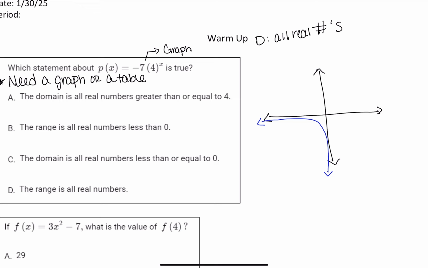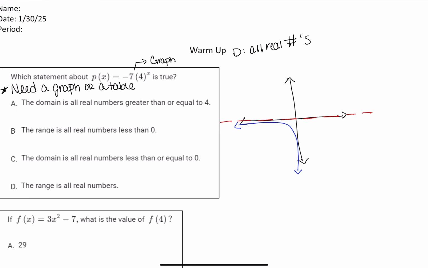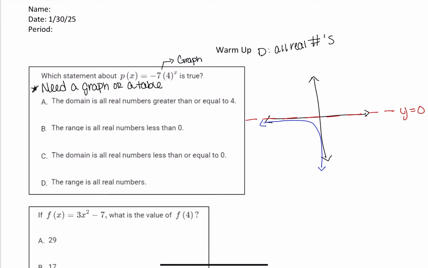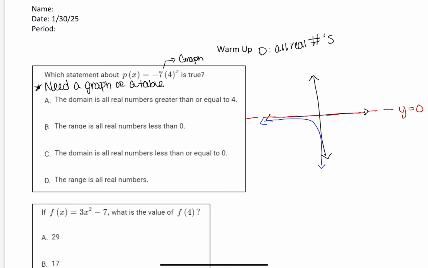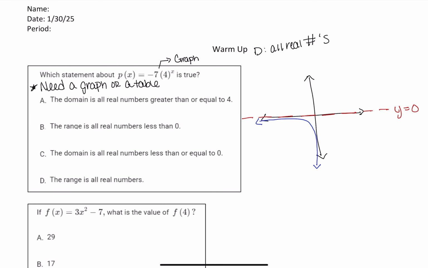Then this means your horizontal asymptote is going to be your nagging sibling, the one that says, I'm not touching you. That dashed line is y equals 0. Again, you won't be able to find any of this out unless you actually graph this. So let's look at A. It says the domain is all real numbers. It should not have greater than or equal to 4. It should only be all real numbers.